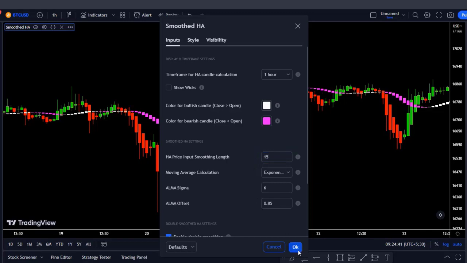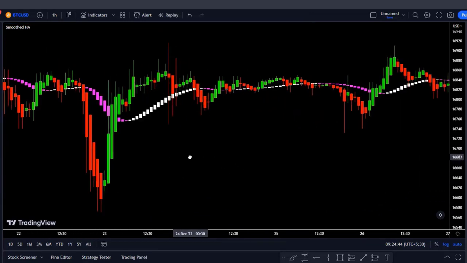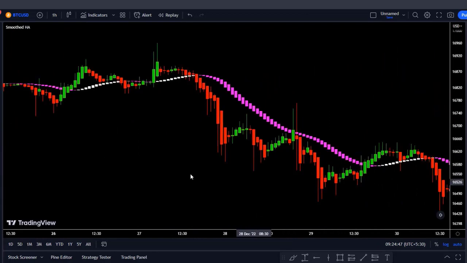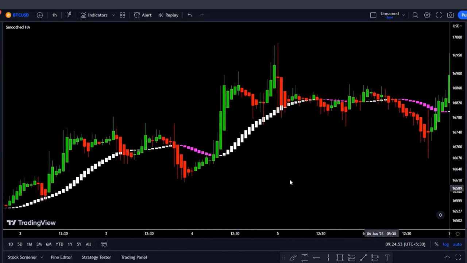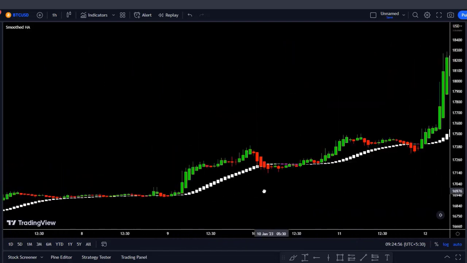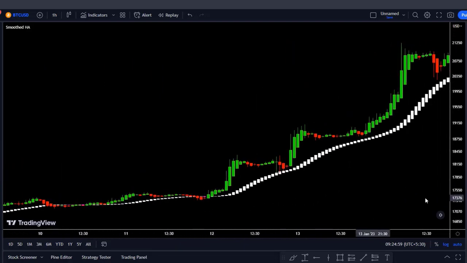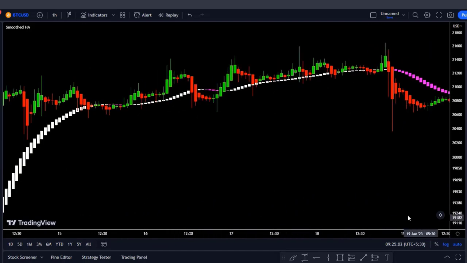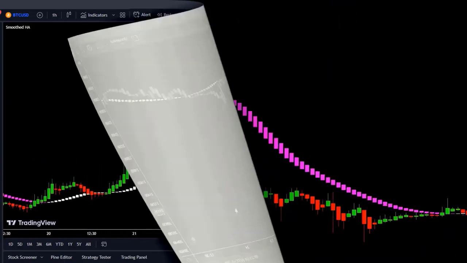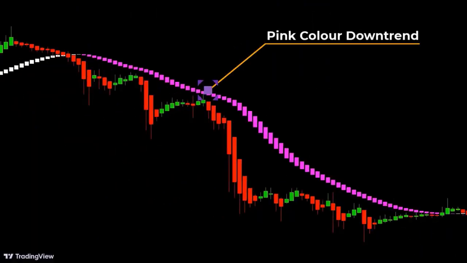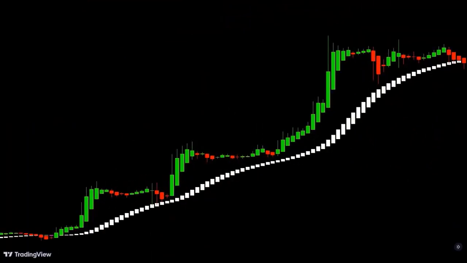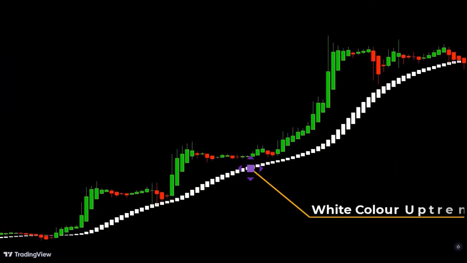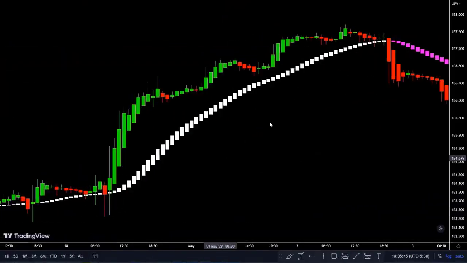The smooth Heiken Ashi indicator works a bit differently than the regular Heiken Ashi candlesticks. The main difference is that the smooth Heiken Ashi indicator plots the Heiken Ashi candlesticks as a moving average. Now let's see how we can read the indicator. There are a few ways to analyze the indicator. The easiest way to do it is by looking at the color. If the smooth candlesticks are pink, the price is going down, and if they are white, the price is going up. To be sure the trend has changed, wait for a couple of candlesticks in the opposite direction to show up.